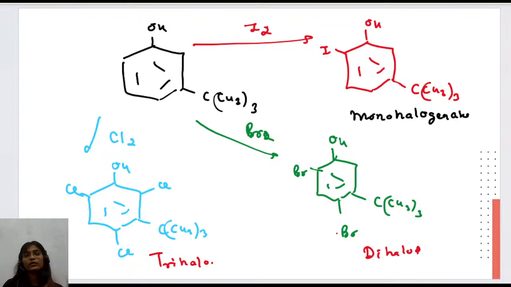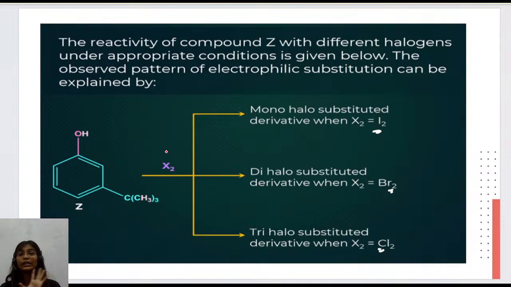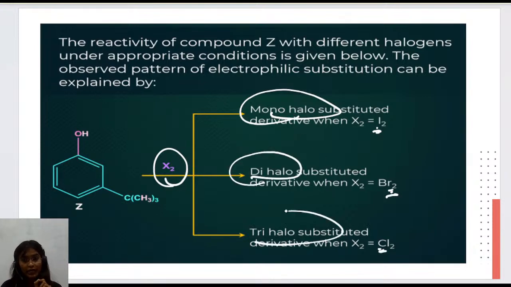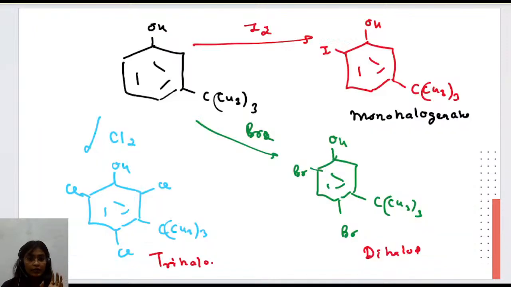And this is given in the question. The thing I just explained to you is already given in the question. Let's read the question one more time and try to understand. The question already gives you the hint: if X is iodine, you get mono-halogenated; if bromine, di-halogenated; if chlorine, tri-halogenated. So the question simply wants to ask why we are getting three different products with different halogenation.